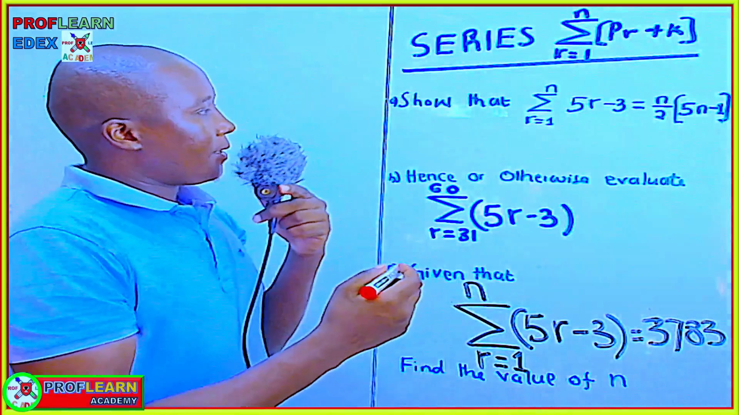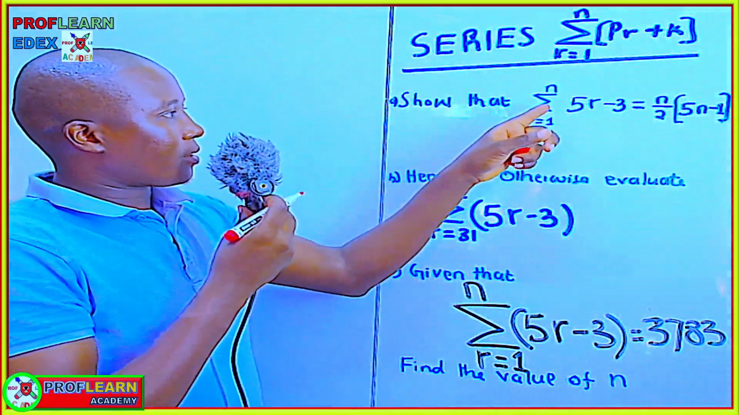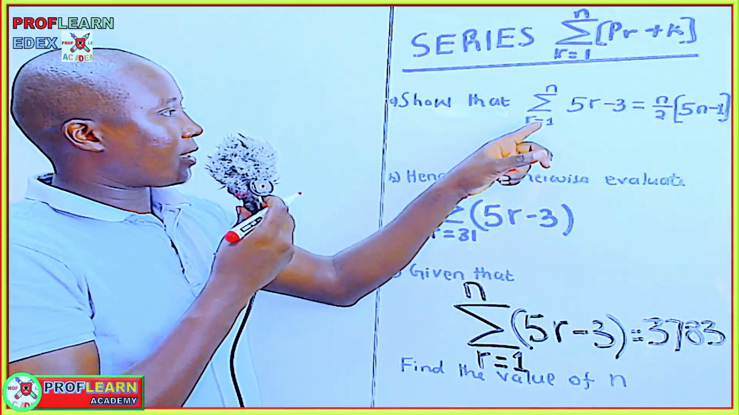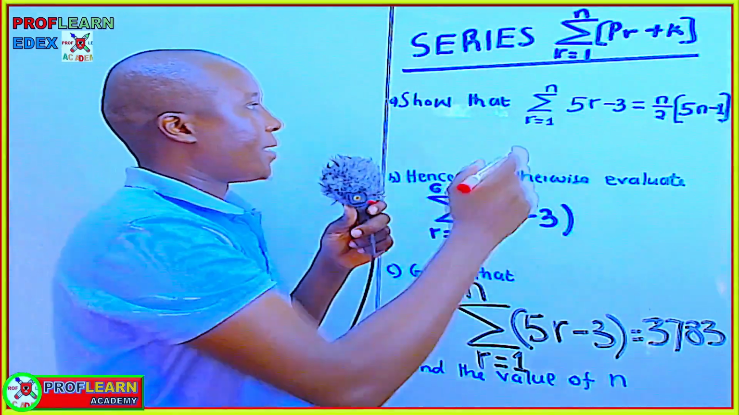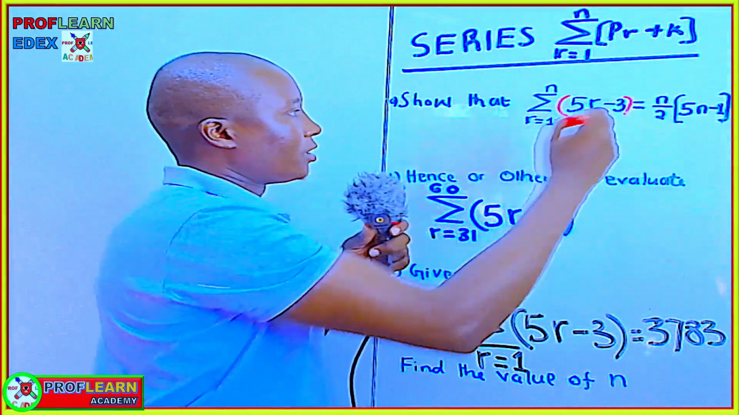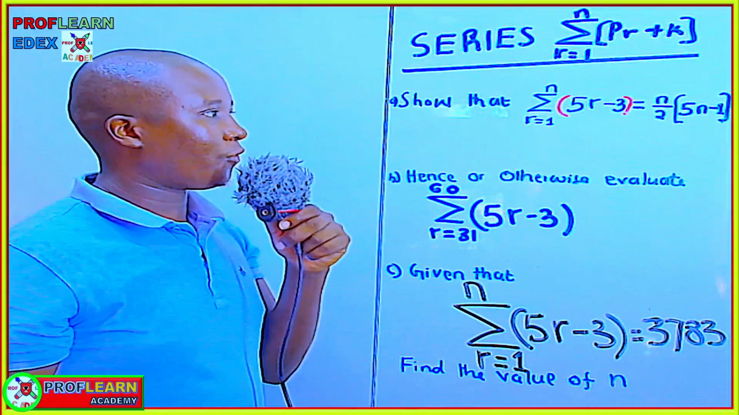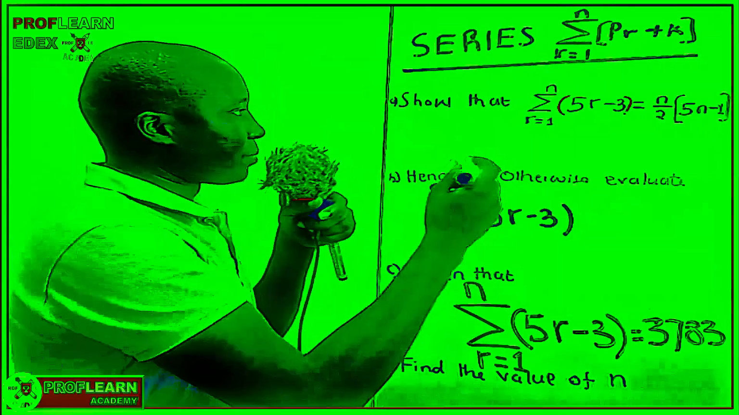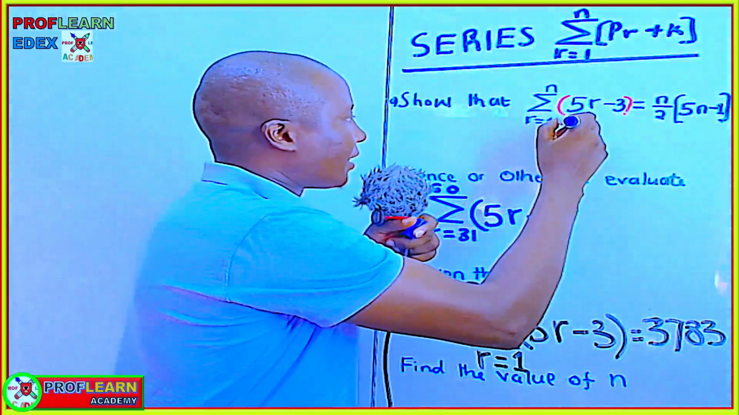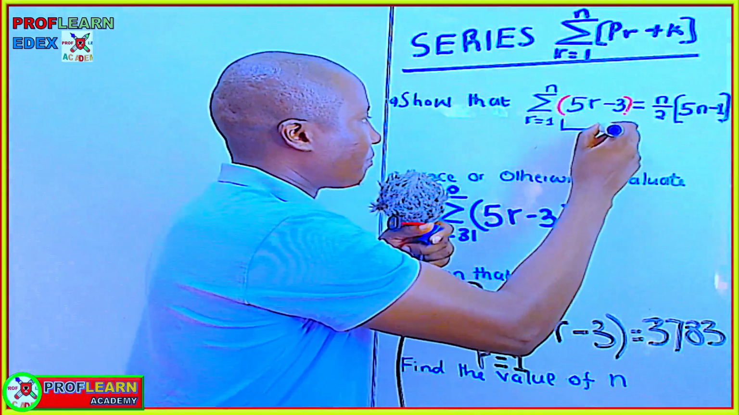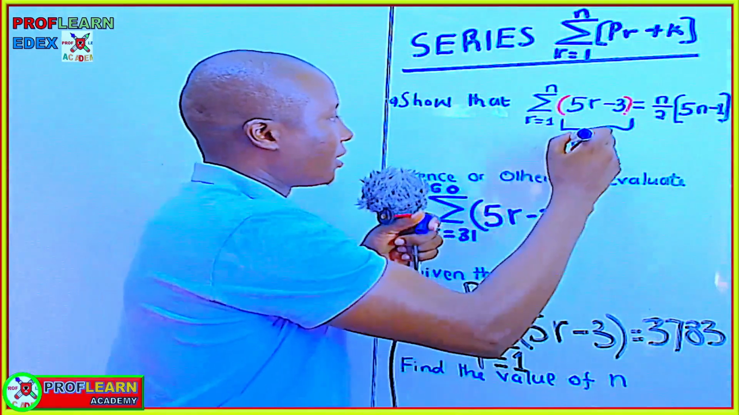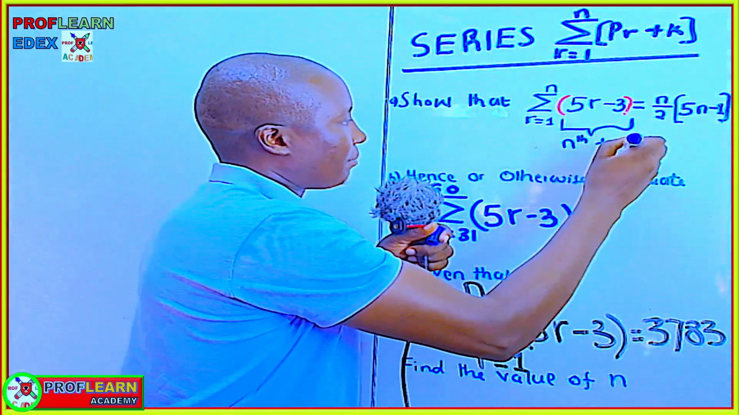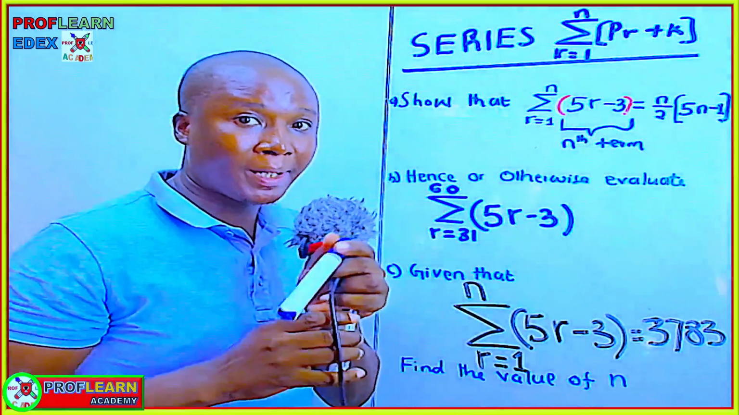Now, we are told to show that the summation of r from 1 all the way to n of 5r minus 3 is equal to n over 2 into 5n minus 1. Whenever you are given an expression like this one, you need to understand that this part that we have here represents the nth term. This is the nth term. That's what you need to remember, that point.